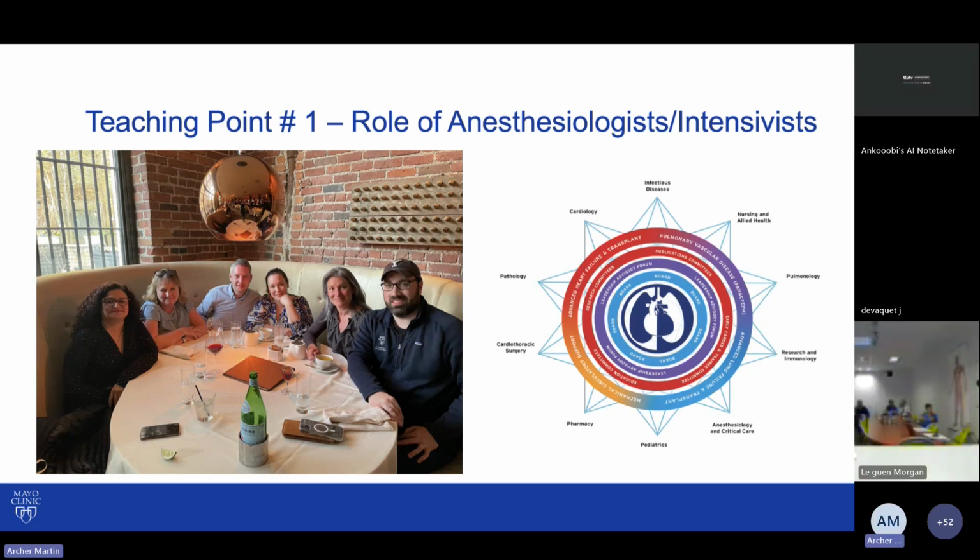This is a picture of Julian and I having a dinner with colleagues at ISHLT. And in this picture, we actually have colleagues who are pharmacists, psychologists, respiratory physicians. Julian is an intensivist. We're both anesthesiologists. And so we can all come together to take care of these patients. And it's important that we do so in a structured fashion.